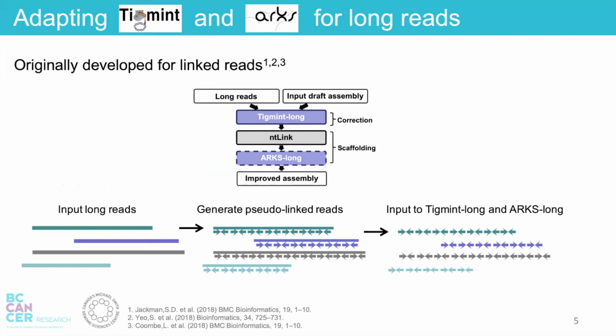As well as introducing our new NT-Link long read scaffolding tool, within LongStitch we're also introducing Tigmint-long and ARCS-long, which are adaptations of our previously published tools Tigmint and ARCS, which were originally developed to use linked read evidence, and we've now adapted them to use long reads as well. The main change for these tools was the addition of a data preprocessing step where we generate pseudo-linked reads from the input long reads. Linked reads need an associated barcode for each read pair, and in this case, each read pair that comes from the same long read is given the same barcode. Those pseudo-linked reads are then input to Tigmint-long and ARCS-long. There are also some other small changes, such as different parameterization and using Minimap2 in Tigmint-long instead of BWA, but this data preprocessing is really the main change.